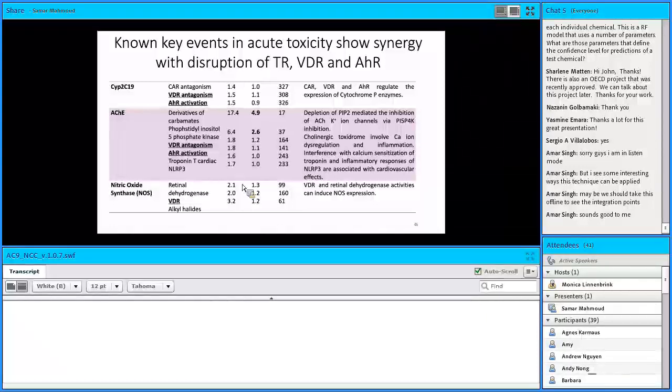The troponin regulates the cardiac contractions through calcium ion sensitization, and it has been reported that in a cholinergic toxidrome, calcium ion dysregulation occurred, as well as in inflammation with regards to the NLRP3 inflammasome. This inflammasome regulates a highly potent inflammatory cell death pathway through activating the caspase 1. And what the data shows is that there is a frequent link and a synergistic link between this inflammasome and the acetylcholinesterase inhibition.